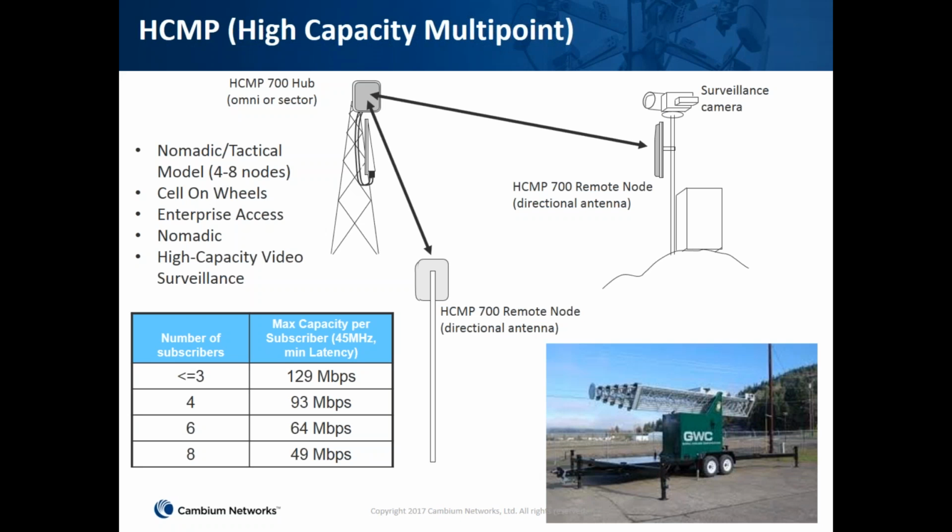Here are some of the other applications of HCMP along with throughput. So some of the other applications are nomadic or tactical models, solo on wheels, enterprise access, and high capacity video surveillance. As the number of subscribers increases, the maximum capacity per subscriber decreases, and this table gives you a rough idea of how much it is. So for three subscribers, it's going to be 129 megabits per second, and for up to 8 subscribers, it's going to be 49 megabits per second.